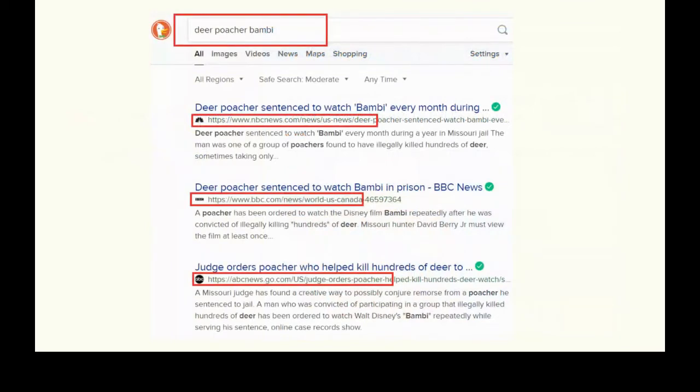So I'm going to type in the keywords, Deer Poacher Bambi, into my search bar. And here's the results I get. I got a hit from NBC, BBC, and the ABC news outlets. And yes, I clicked on one of the links and found out that the story is true. Now, if I wanted to share the story, I would share it from one of these news sources and not that original source.